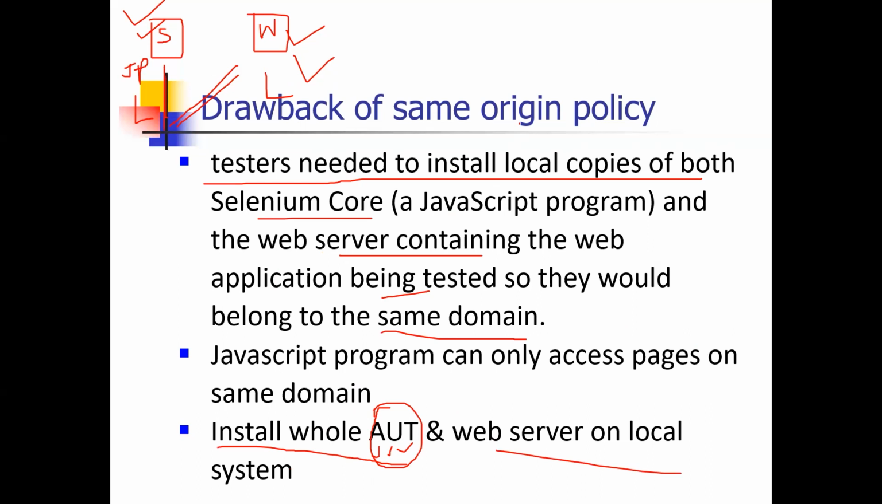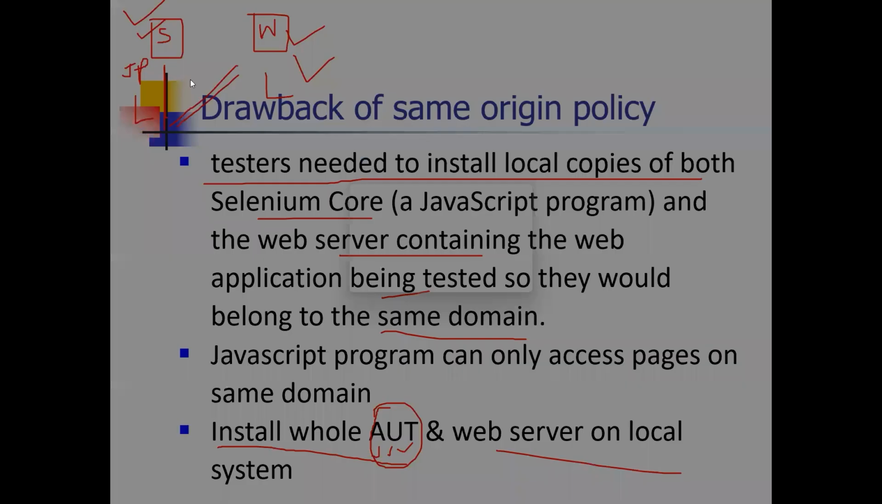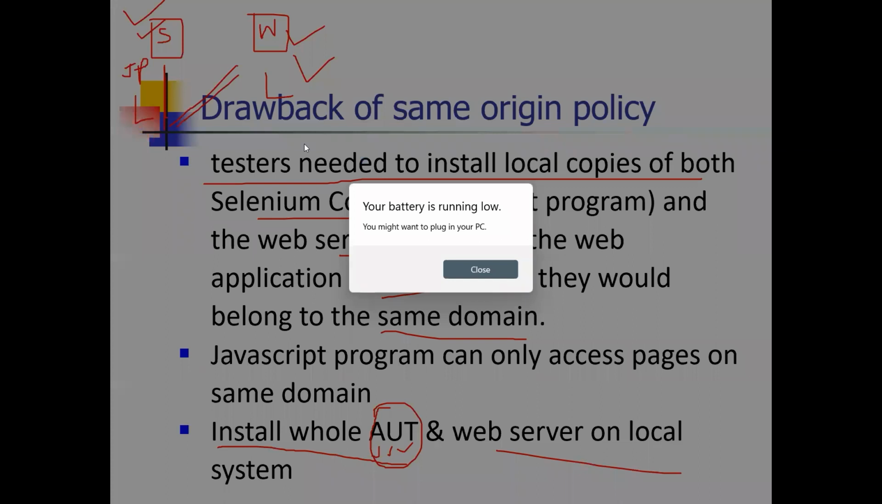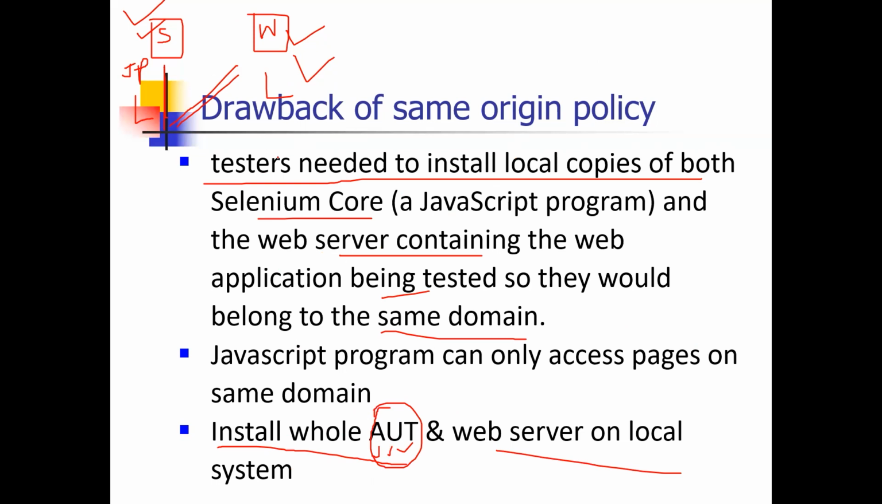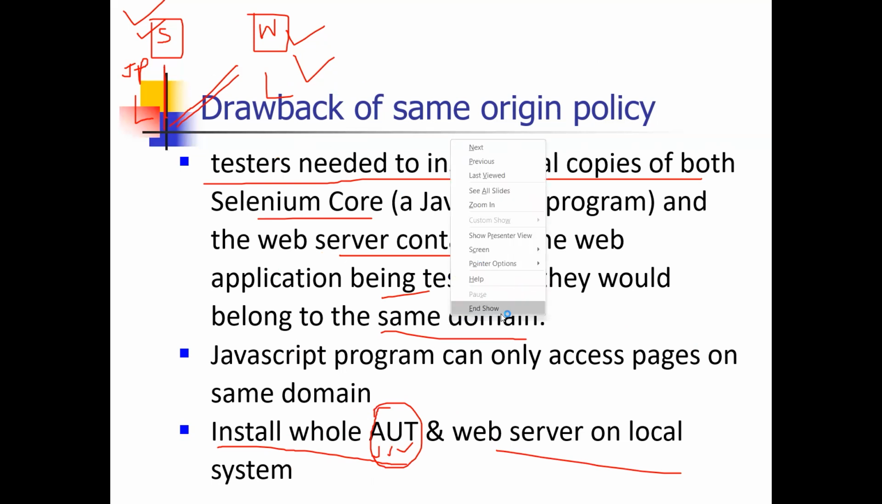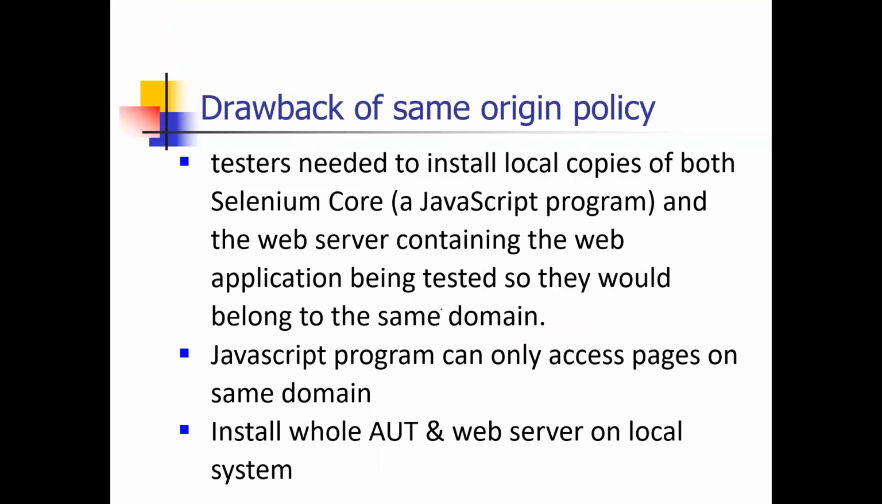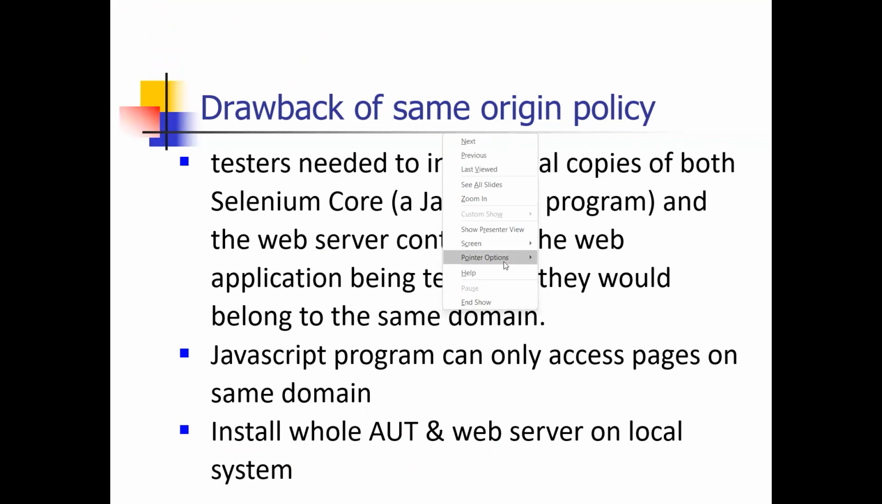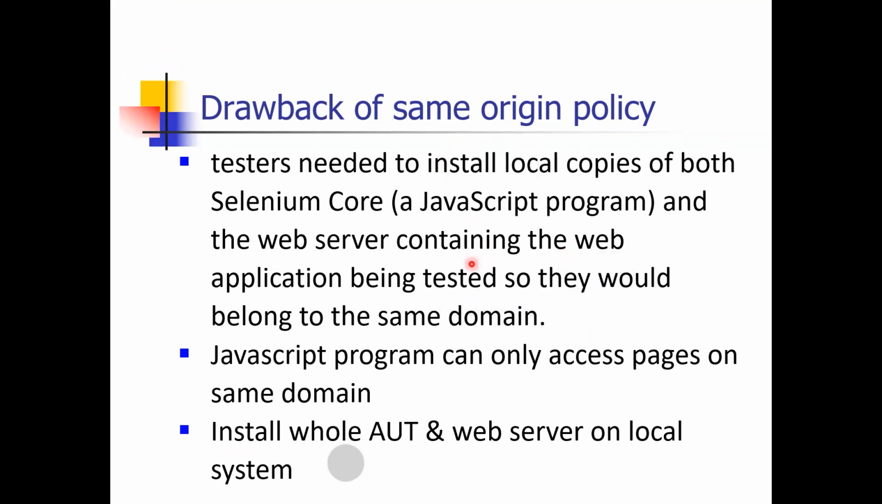This is a drawback. Every time you have to install the local copies of the script program and your web server. Okay, that is the drawback of the same origin policy. Initially, the same origin policy was used for the security purpose, but later on it becomes a drawback because every time the tester has to install local copies.